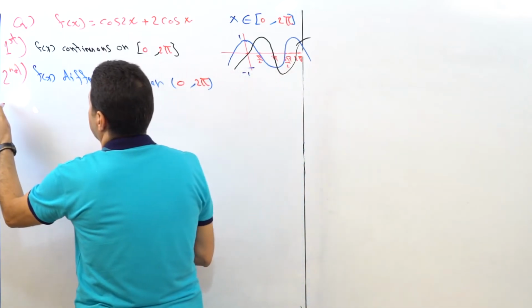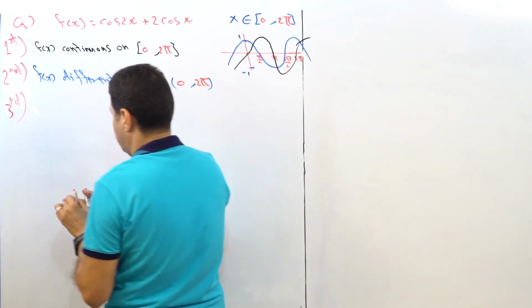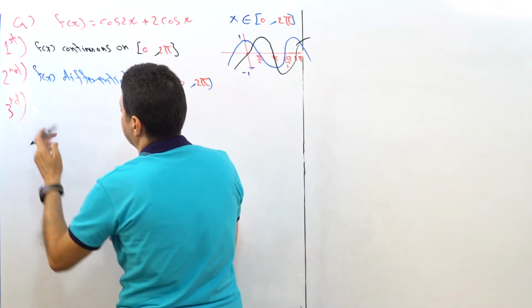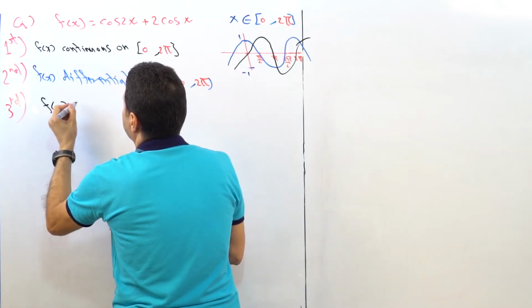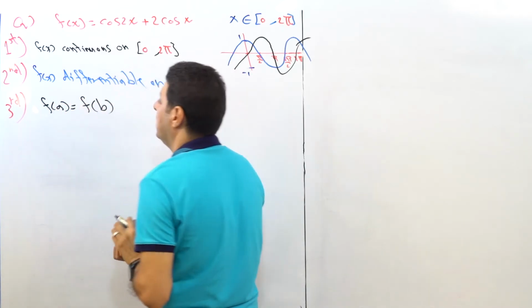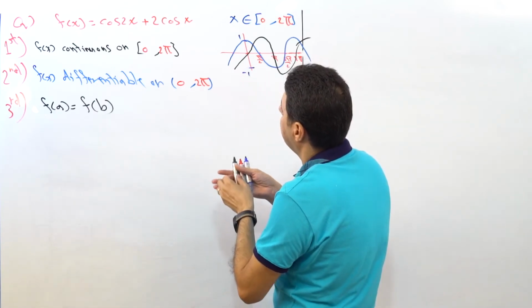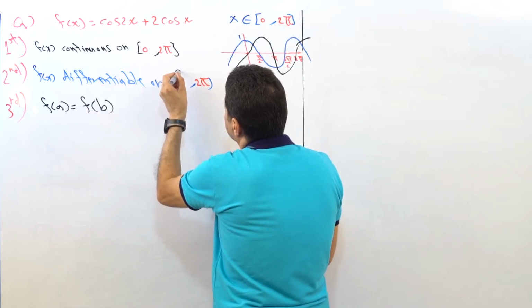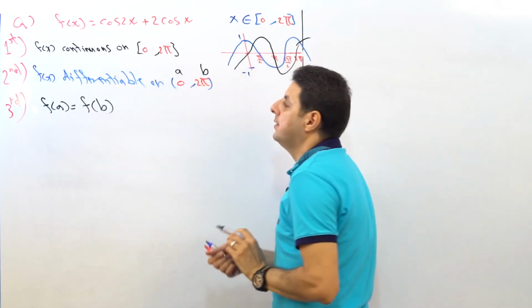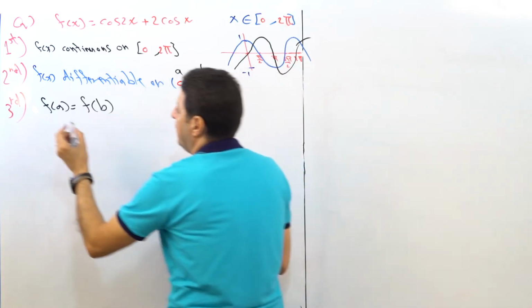Third condition: f of A must equal f of B. A is 0, that is A, and B is 2 pi. f of A.